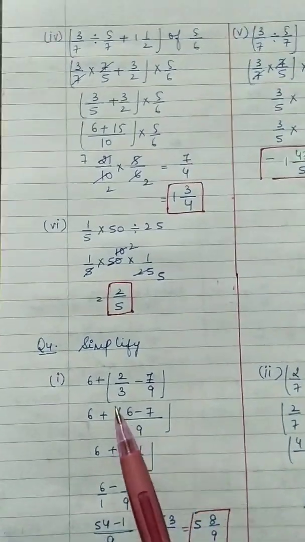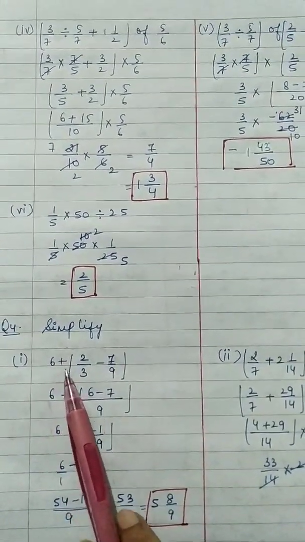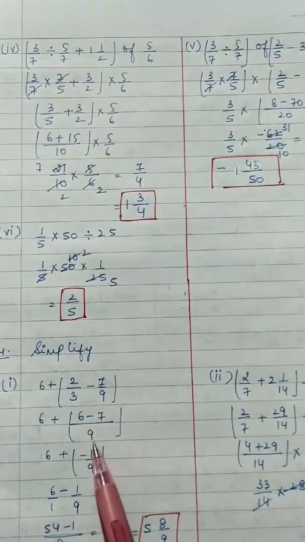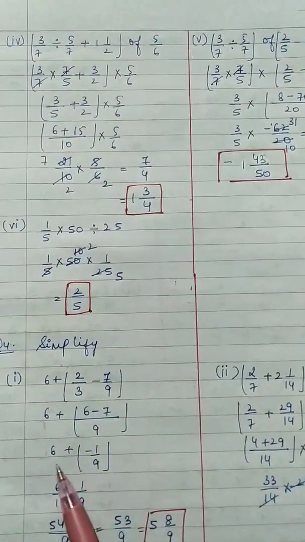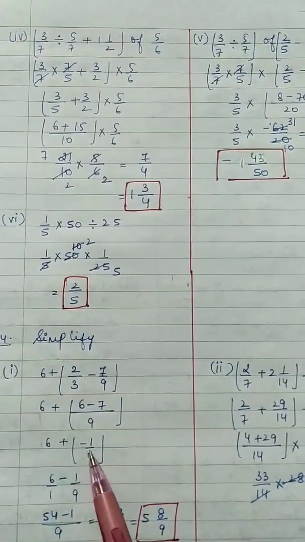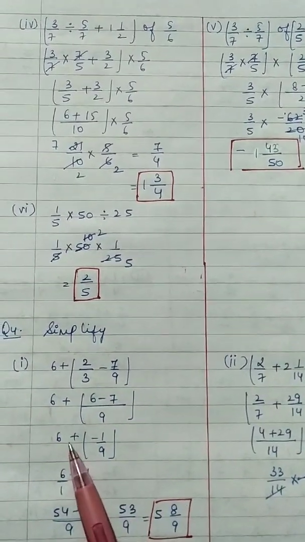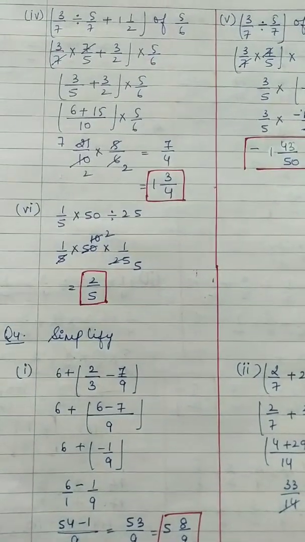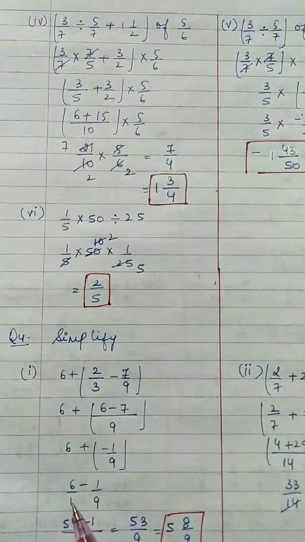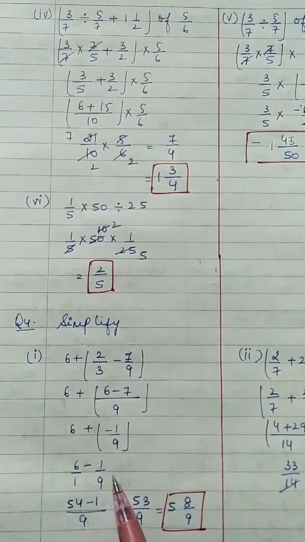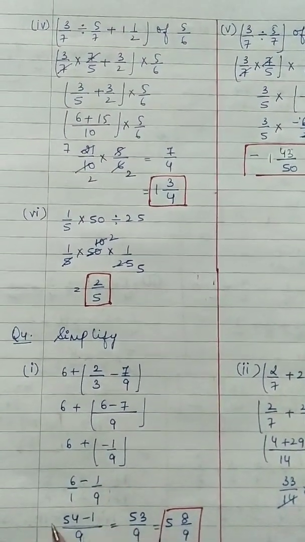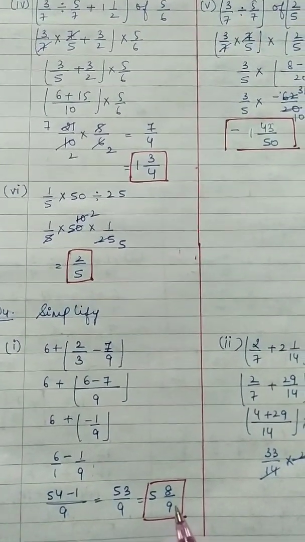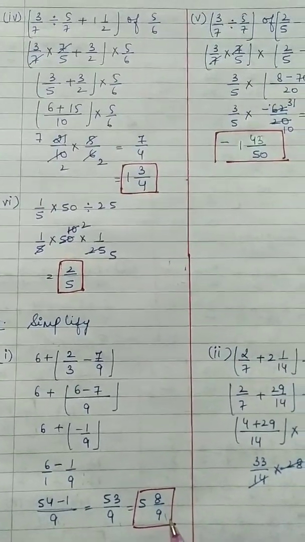Next is fourth part. Again simplify. 6 plus 2/3 minus 7/9. So 6 plus, take the LCM over here. LCM is 9. 6 minus 7, which is equal to 6 plus minus 1/9. Now children, plus minus minus. So 6 minus 1/9. Take the LCM. 9 will be the LCM. 9 into 6, 54. And 9 divided by 9, 1. 1 into 1 is 1. So 54 minus 1 is equal to 53/9. Change this into mixed fraction, which is 5 8/9.